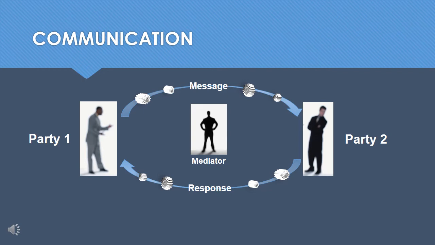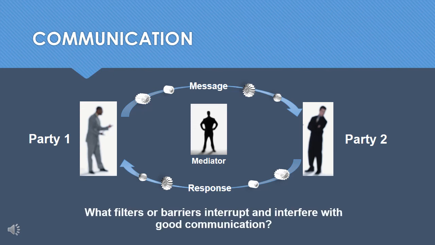Cornerstone 3 is communication. Conflict resolution involves the exchange of information and viewpoints. People are different and use different styles and means of communication. The key for the mediator is to help the parties identify what filters or barriers are interrupting and interfering with good communication. Examples of these barriers are age, gender, race, culture, nationality, or language.